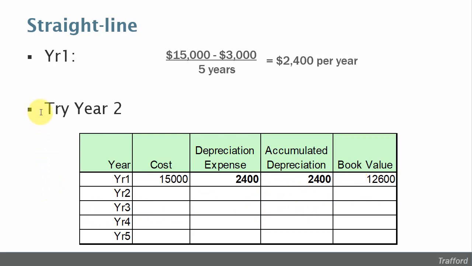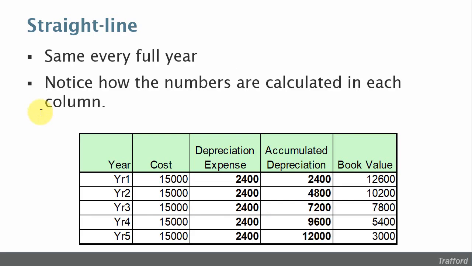Now, what about year 2? How much depreciation expense would we record then? Well, let's fill out the rest of that schedule. Here's the whole thing. In year 2 and in every year, that's what's so nice about the straight line method, as long as you have a full year, you'll take the same amount of depreciation in each year. Notice that accumulated depreciation grows by $2,400 each year, and correspondingly, book value decreases by $2,400 each year.